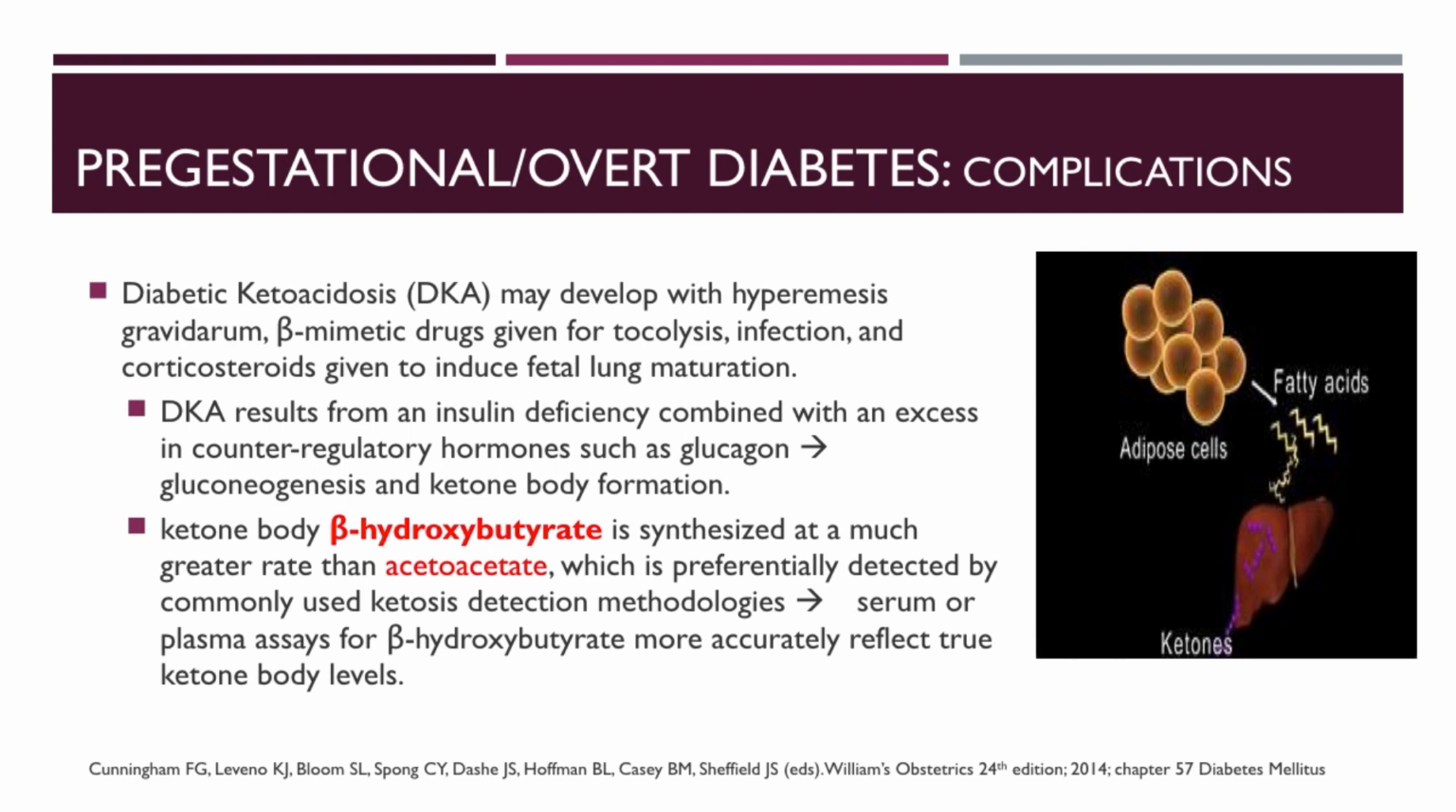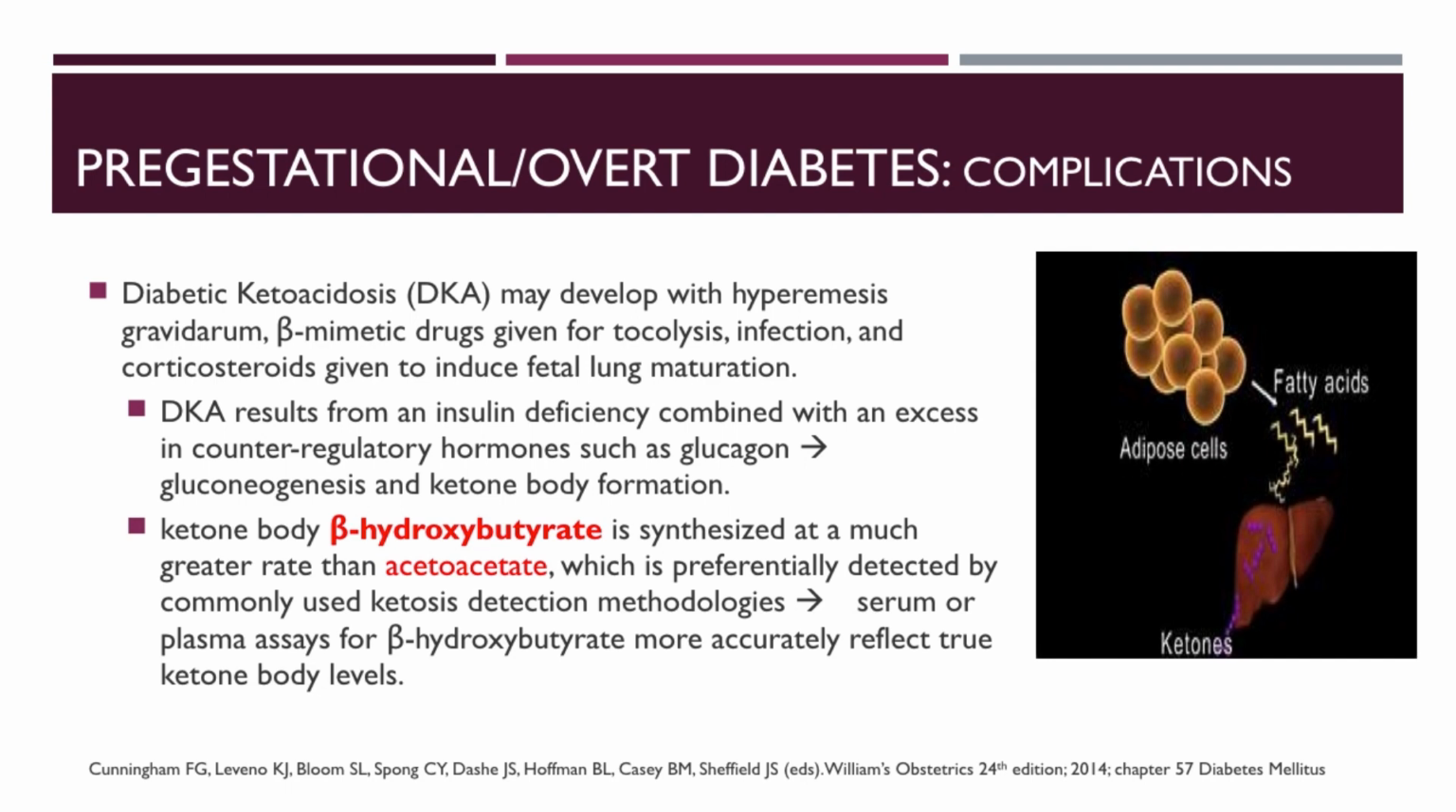Diabetic ketoacidosis or DKA may develop with hyperemesis gravidarum, beta-mimetic drugs given for tocolysis, infection, and corticosteroids given to induce fetal lung maturation. DKA results from an insulin deficiency combined with an excess in counter-regulatory hormones such as glucagon, which leads to gluconeogenesis and ketone body formation.